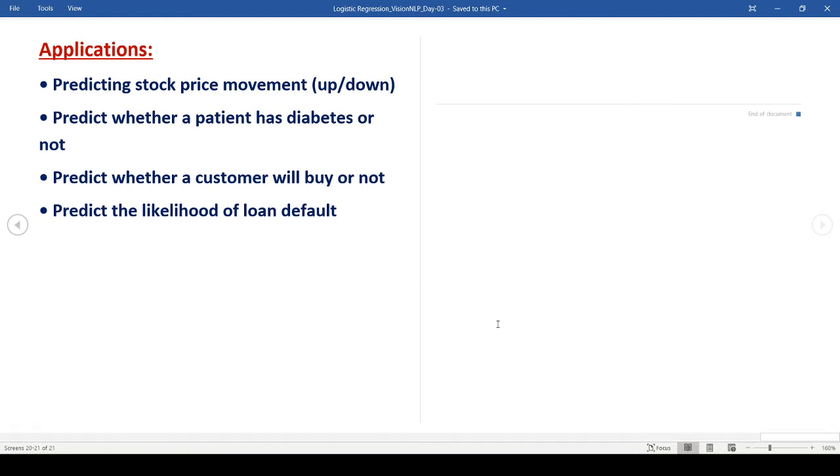So guys, I think we are done with the theory part, and now we'll quickly have a look at our data sheet and move forward to our code. Just hold for a moment.